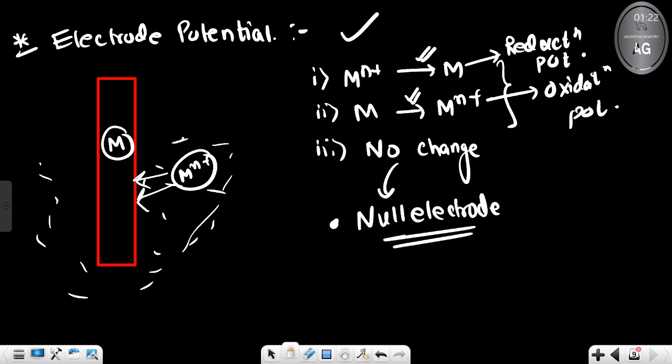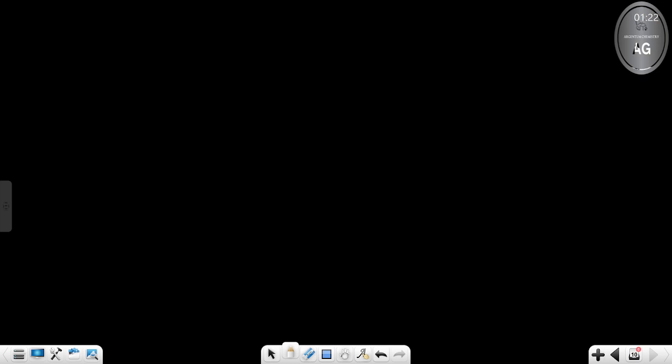Clear? Okay. Now you will find that throughout the chapter we will use this term electrode potential. Suppose in the question it is given, electrode potential will be written as E cell. But E cell is different. Let me first tell you about E cathode and E anode. If I write E cathode, this means the electrode potential of the cathode. If I write E anode, it means the electrode potential of the anode.